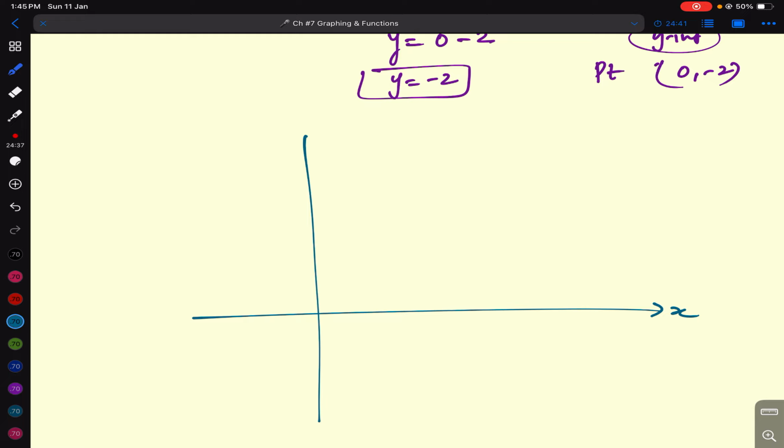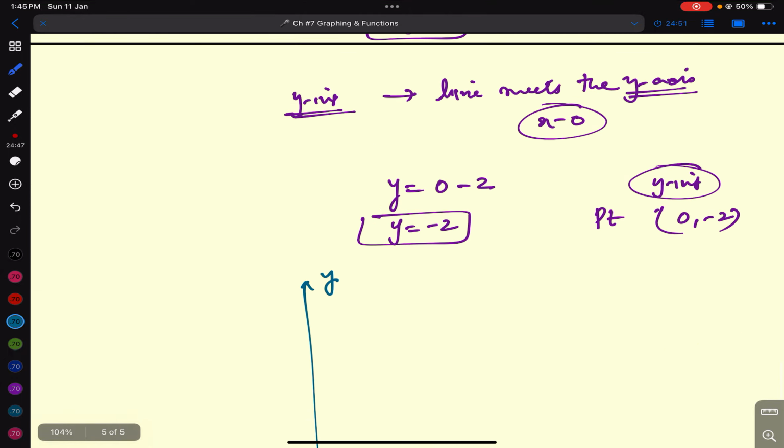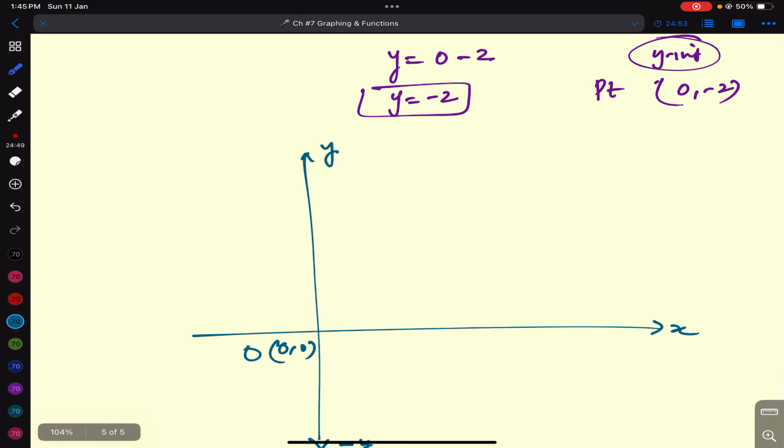This is your positive x-axis, this is your positive y-axis, this is your negative y-axis. This is your point of origin, which is (0, 0). Now the x-intercept was (2, 0) and the y-intercept is (0, -2). So let's say if this is 1, this is 2, 3, 4. So (2, 0) is your x-intercept.